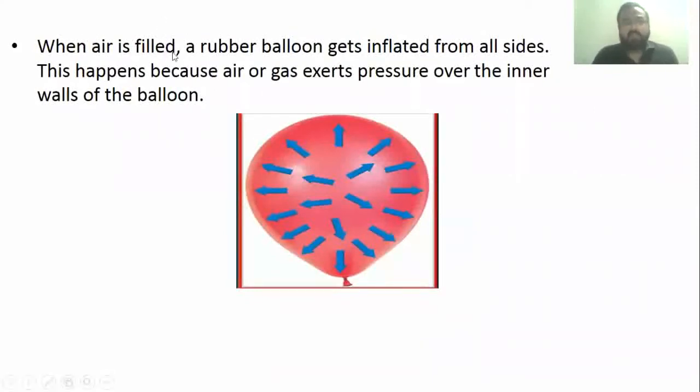When air is filled, a rubber balloon gets inflated from all sides. This happens because air or gas exerts pressure over the inner walls of the balloon. So if air is filled in the rubber balloon, its size increases because air exerts pressure on the walls of the balloon. So we can say air exerts pressure.